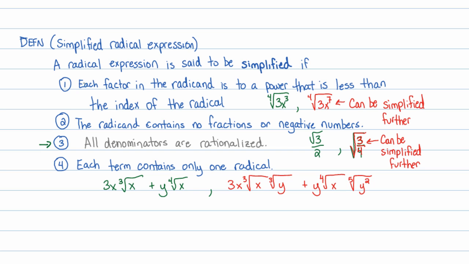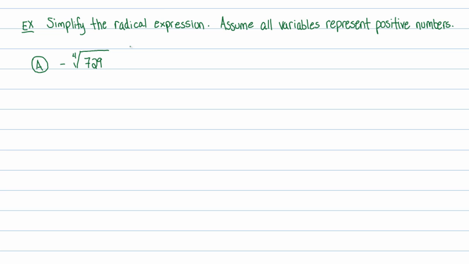So each factor in the radicand has to be to a power that's less than the index of the radical. The radicand contains no fractions or negative numbers. And finally, each term contains only one radical. Each time that I do a problem for simplification, I will reference this definition. So let's go ahead and start with the negative fourth root of 729.